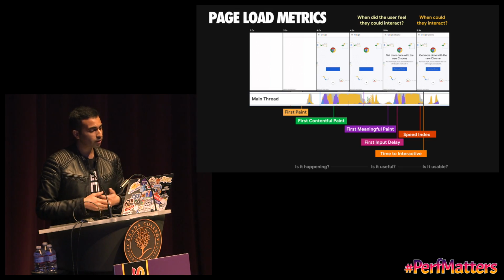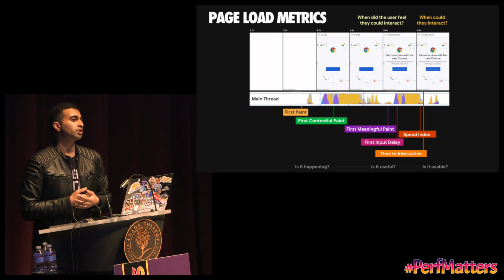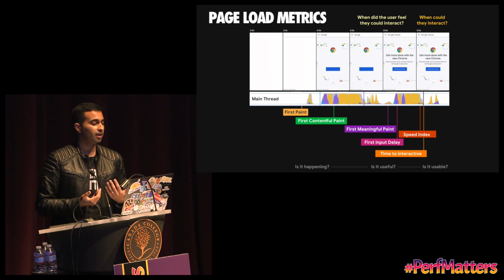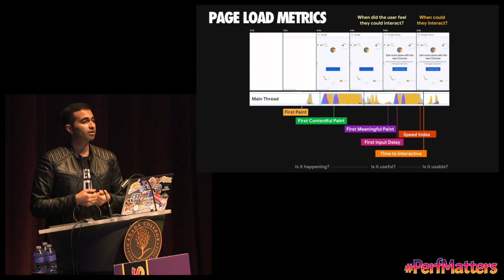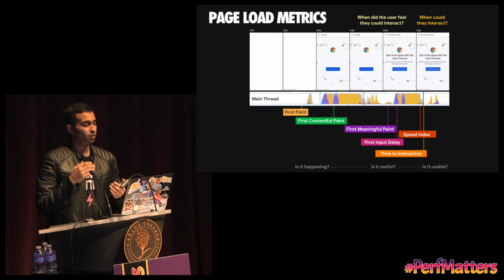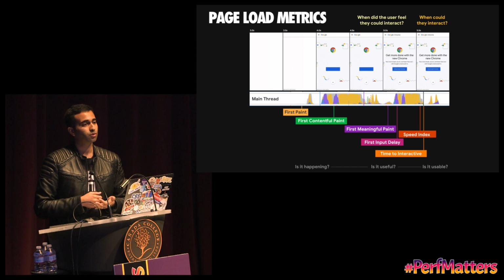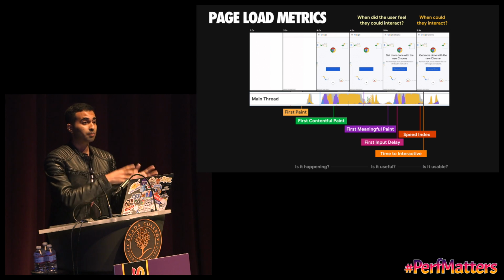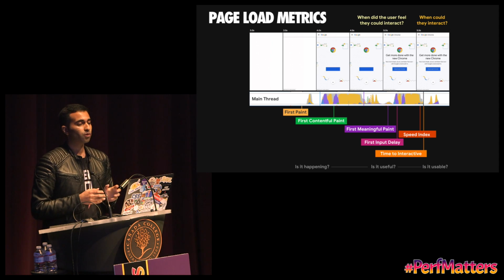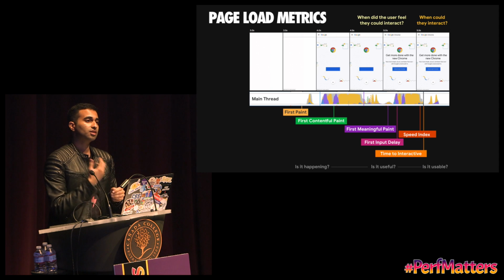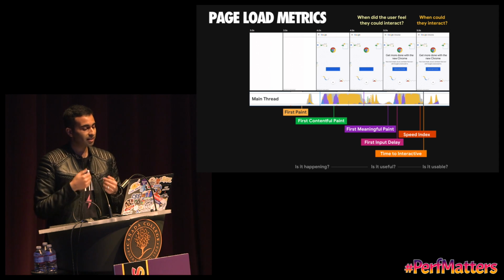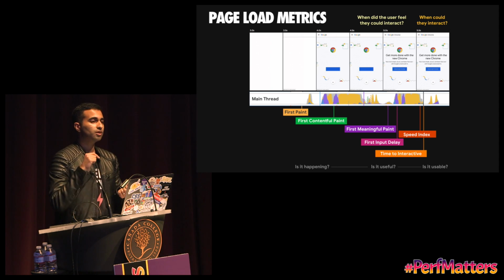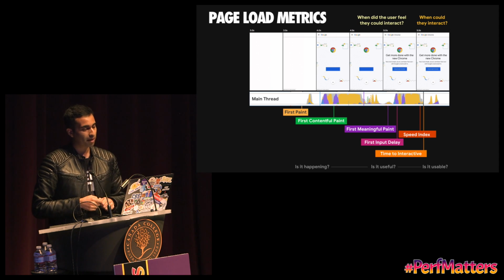Now, over the last couple of years, we've been evolving our understanding of what it means to load a web page. And we've broken it down into 3 buckets for metrics: is it happening, is it useful, and is it usable? Is it happening is that point when maybe you've painted something on the screen. Is it useful is when you've provided primary text content, primary image content. And is it usable is that point when the user can actually interact with the experience and have something happen.